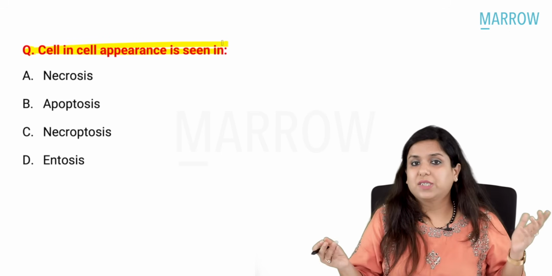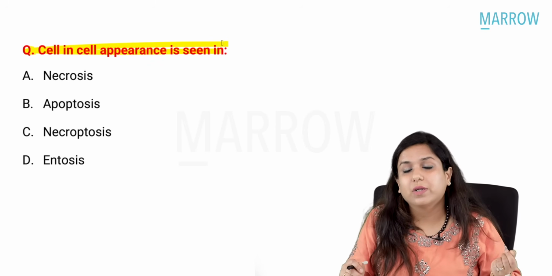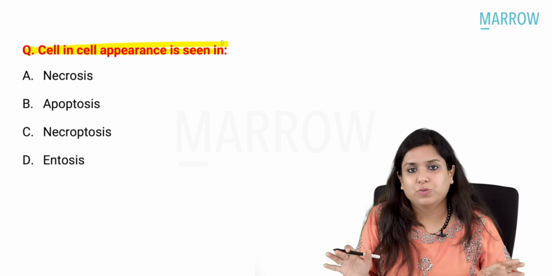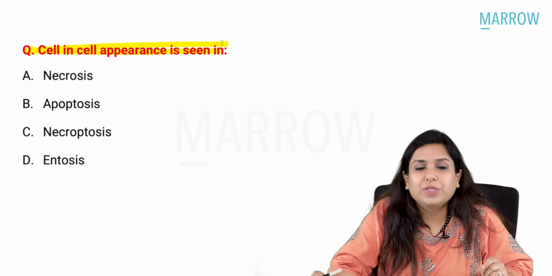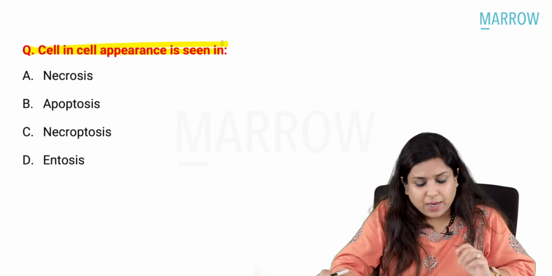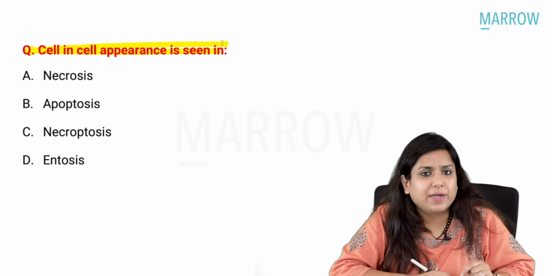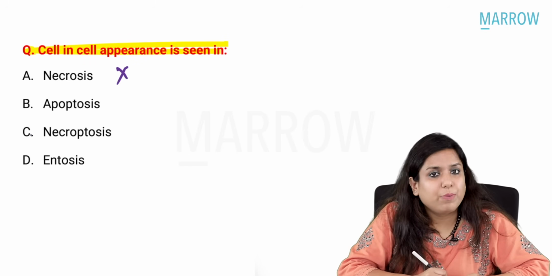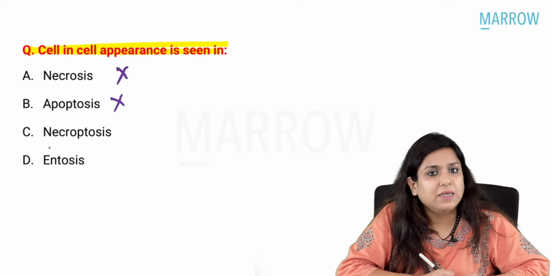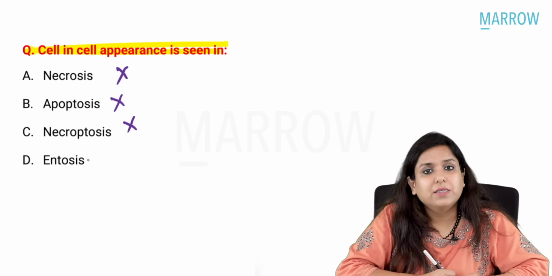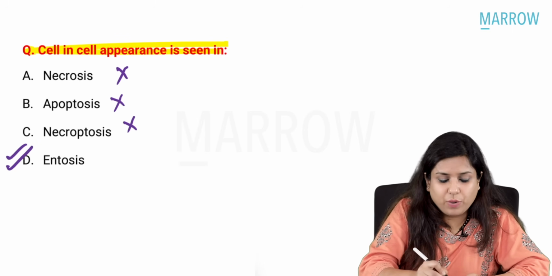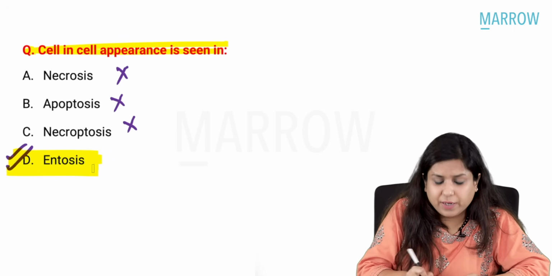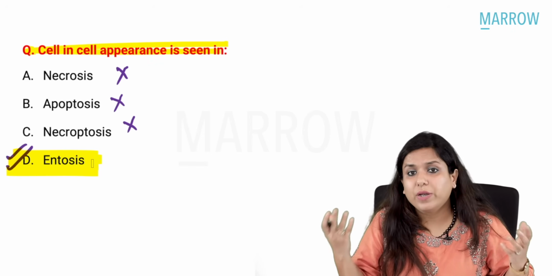Now, some students said, ma'am, we did not read about it, we don't know. Simple, students. I would have answered this question by exclusion. Is cell in cell appearance seen in necrosis? Have you ever read about it? No. Is it seen in apoptosis? No. Is it seen in necroptosis? No. Is it seen in entosis? Of course. When all the three options are not fitting, the best option is the one you don't know about.